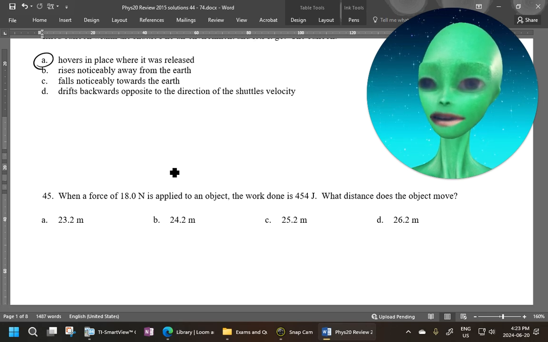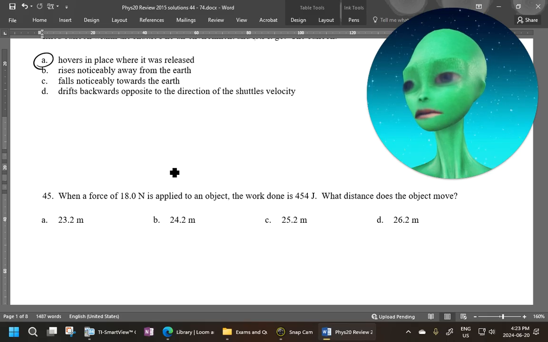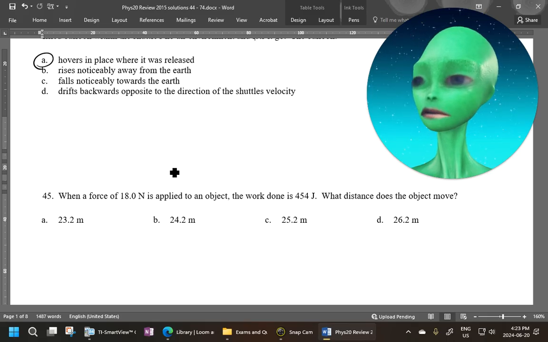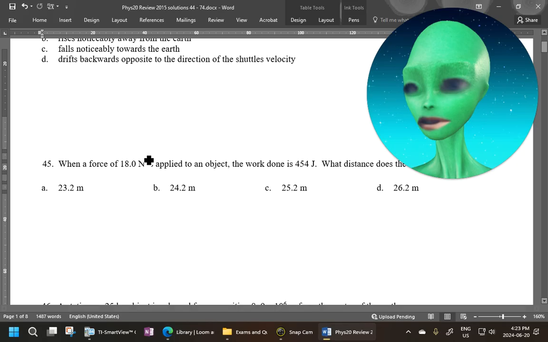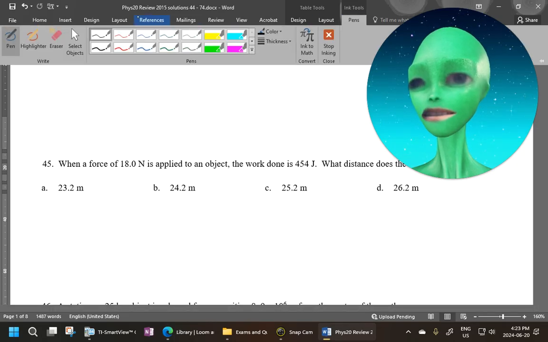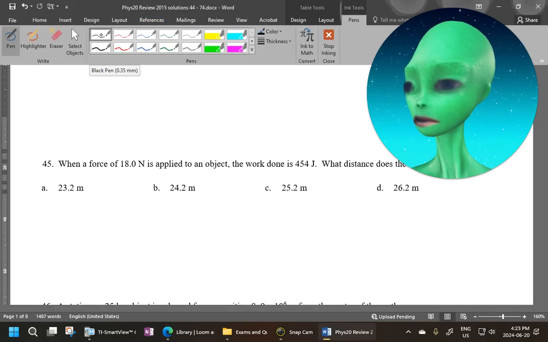When a force of 18 newtons is applied to an object, the work done is going to be 454 joules. What distance does the object move? Oh. I don't know. Oh, it's just going to be force times distance. Okay. I was thinking, is it moving upwards? Is it changing its velocity?